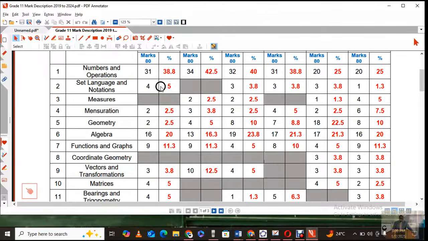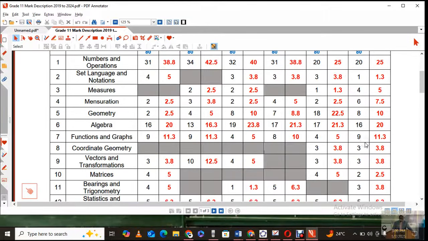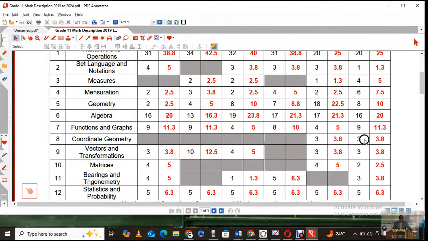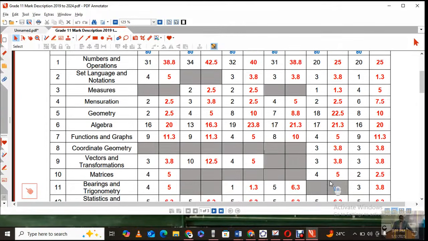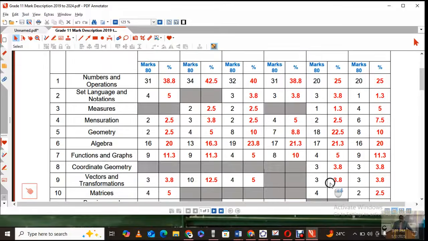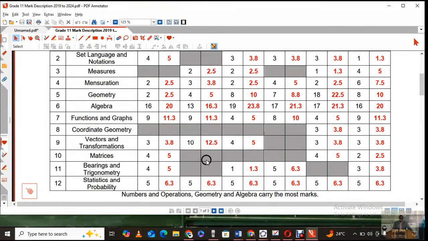Okay, so you'll see that set language, in this paper, is only 1 mark under that topic, measures 4 marks, and geometry and algebra carry quite a lot of marks. So this paper was also well balanced this year. As you can see, of all the 12 topics that we have, there was a question in all of them, to an extent. There were years when they didn't have bearings and trigonometry, like 2023 and so on. Okay, so that's paper 1.